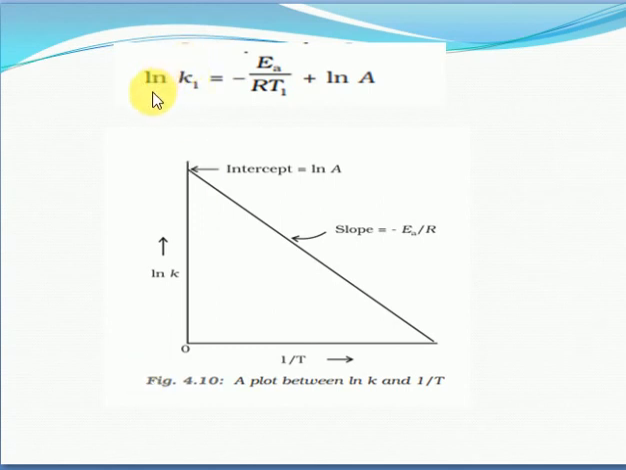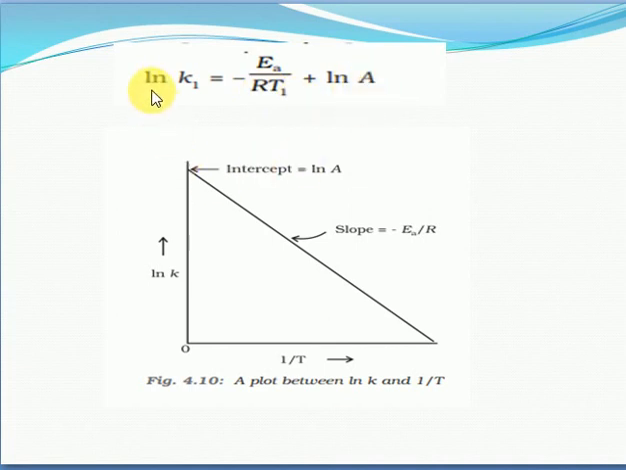Students, now I want to draw the graph. Look at ln k, the natural logarithm, not log base 10. So ln k is equal to minus Ea by RT plus ln A. I want to draw the graph between ln k and 1 by T. Why am I doing this? Both are interrelated. Activation energy is constant, the universal gas constant is constant, and the Arrhenius constant is constant.